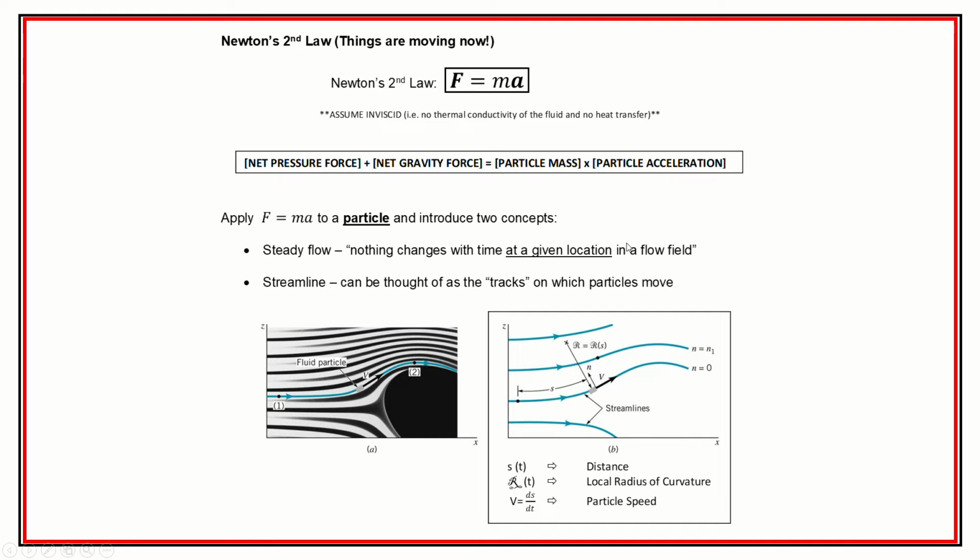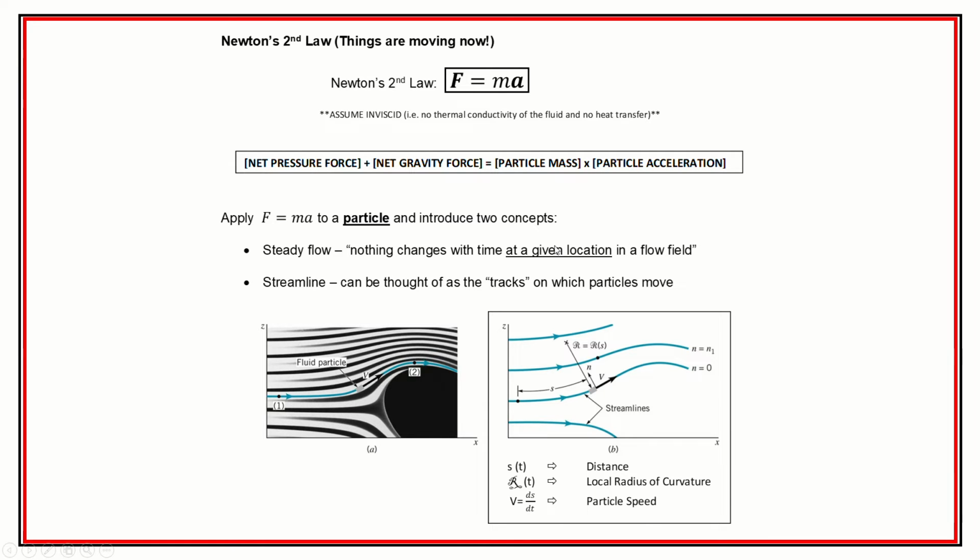This is a very long and tedious derivation, but it's worth looking at and noticing that we can get from Newton's second law to Bernoulli. They're tied to each other. We can say the net pressure force and the gravitational force are equal to the particle mass times the particle acceleration, so F equals ma. But we have to make some limiting assumptions in order to get there.